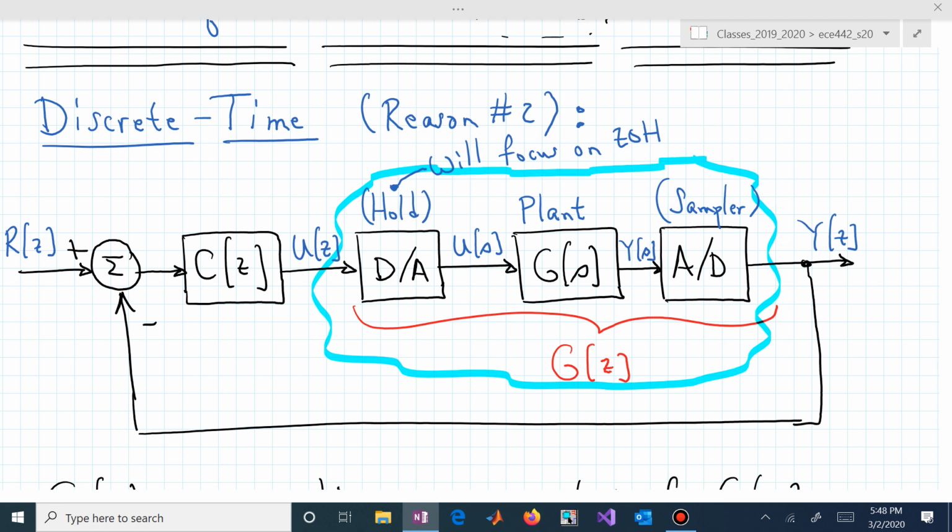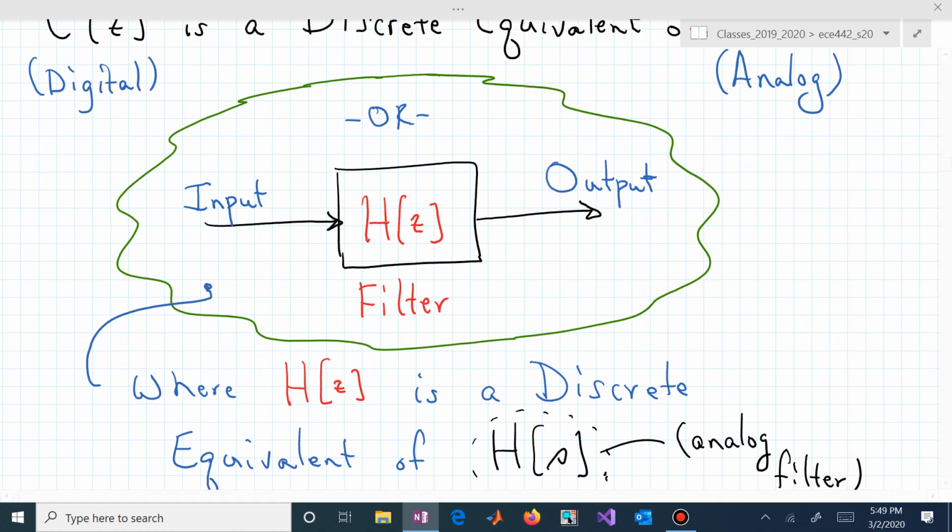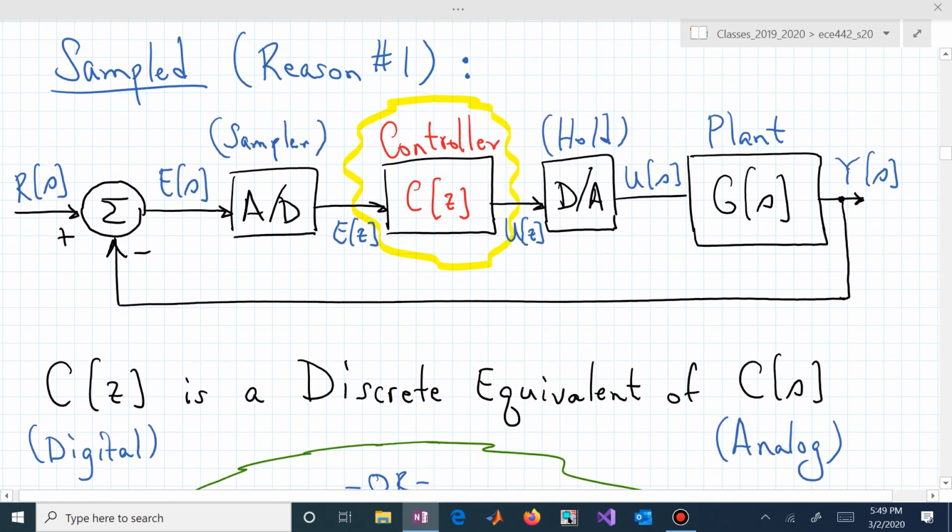And we want to incorporate that together with G of S and this sampler, this A to D, and package all of that into a G of Z. That's a little different than simply starting with an H of S and getting an H of Z. We're not putting any D to A and A to D into that conversion. That conversion is the same as me giving you a C of S and asking you to give me a C of Z. Again, we're not incorporating the A to D and the D to A behavior into those discrete equivalents.